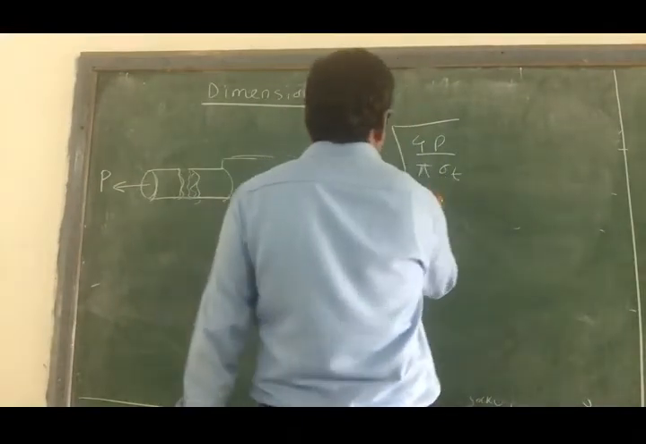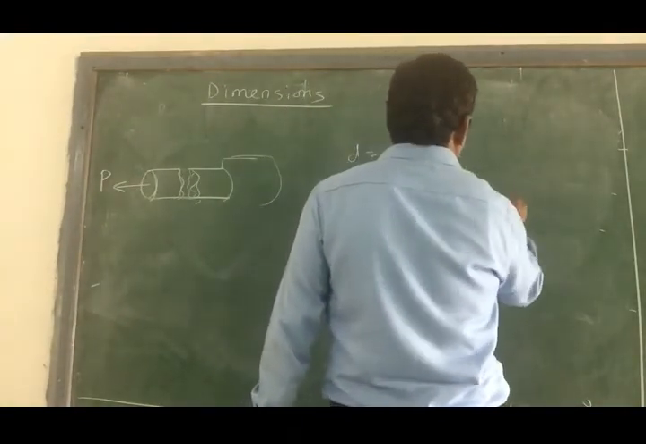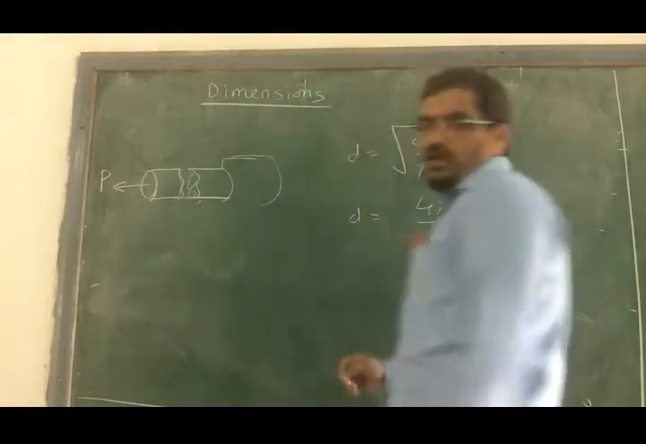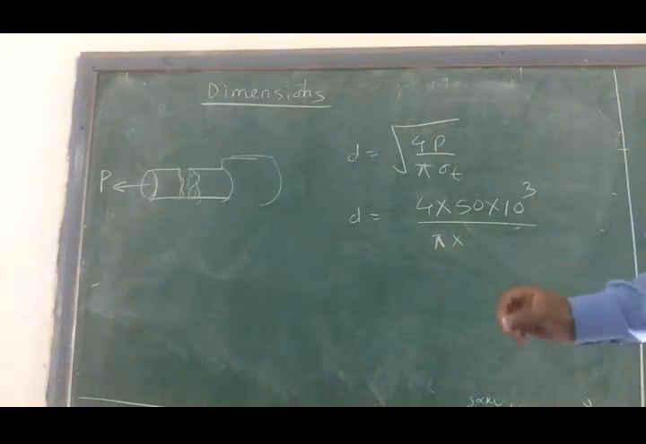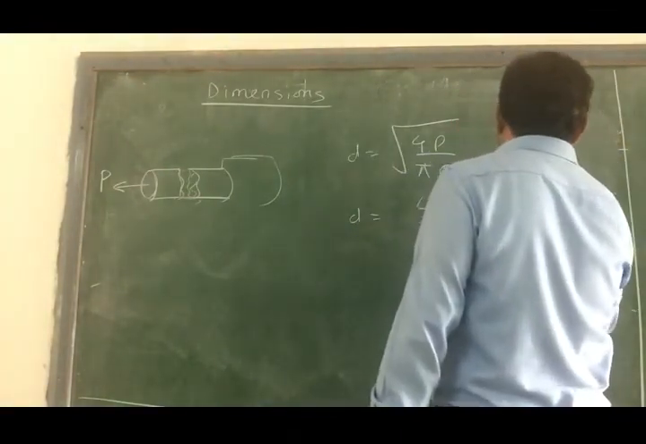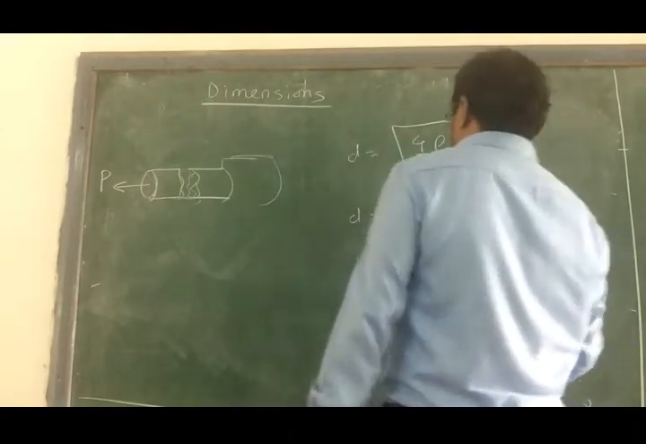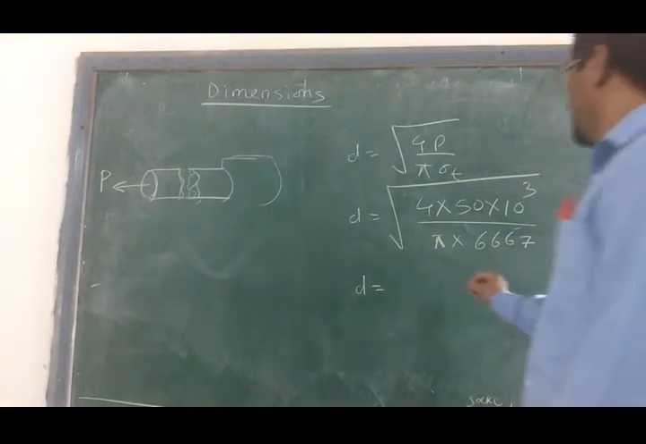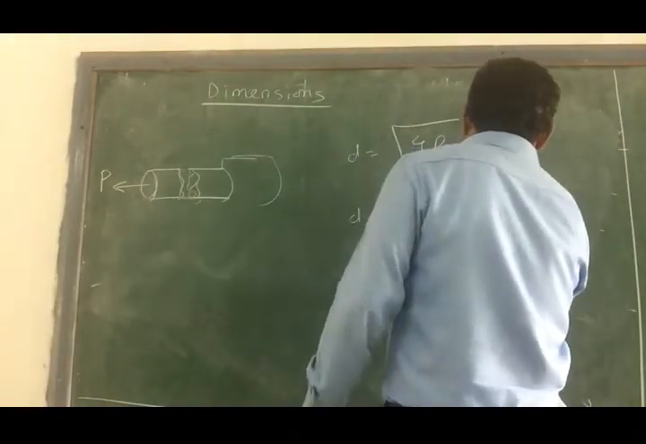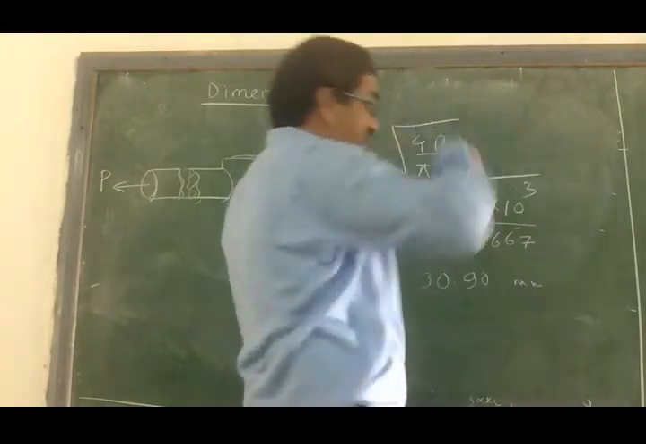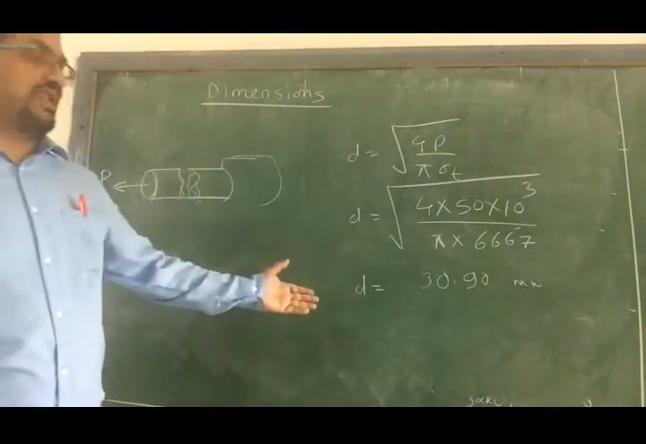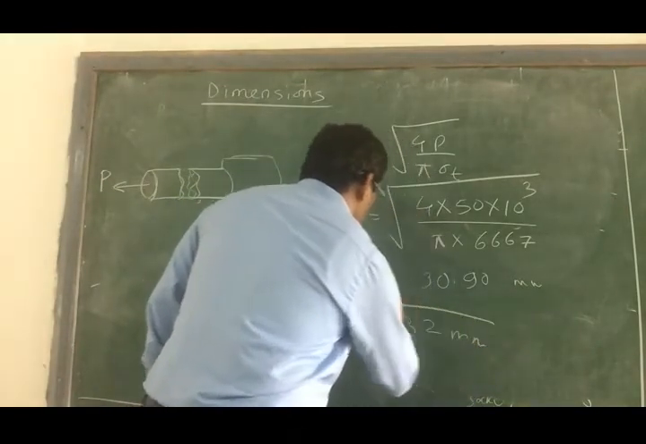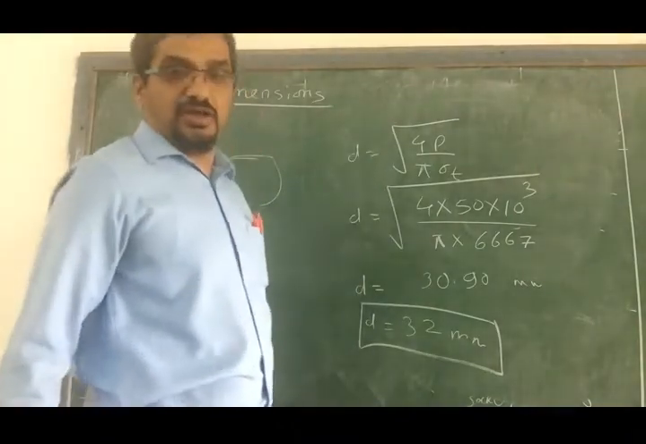Now d is equal to the root of 4 into 50 into 10 to the power 3, since P was 50 kilonewton, upon pi into sigma t. The sigma t we got is 66.67 Newton per mm square. Calculating this, you will get a diameter of 30.90 mm. But we cannot get this diameter in real life, so we'll approximate it. The diameter of the rod for your design is 32 mm.